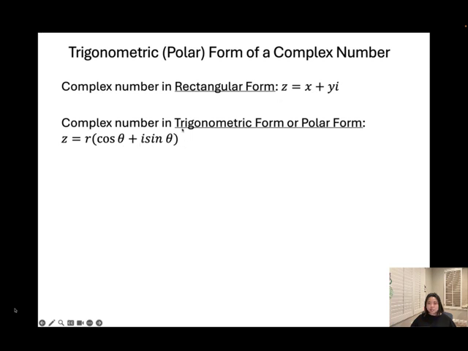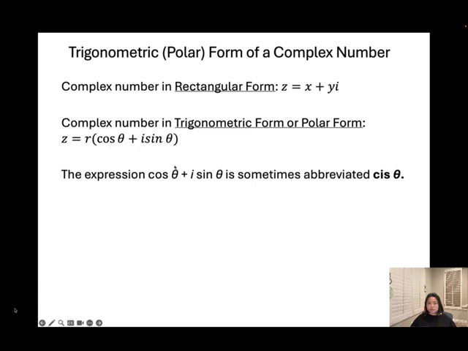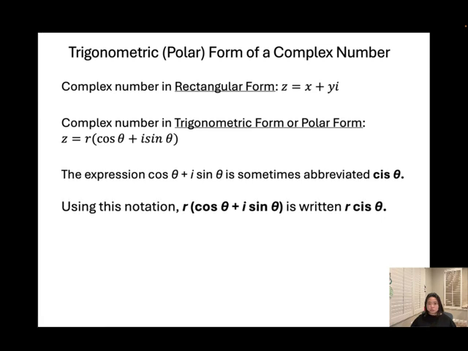Okay, this is exactly the same thing. It's just one in rectangular form, one in polar form. z equal to r (cosine theta plus i sine theta). The expression cosine theta plus i sine theta, sometimes you could write it like cis theta. C represents cosine, then you have the i, and then s is the sine, and then theta. Okay, cis theta. So if you're using this notation, you could write it like r cis theta instead of the whole thing here.